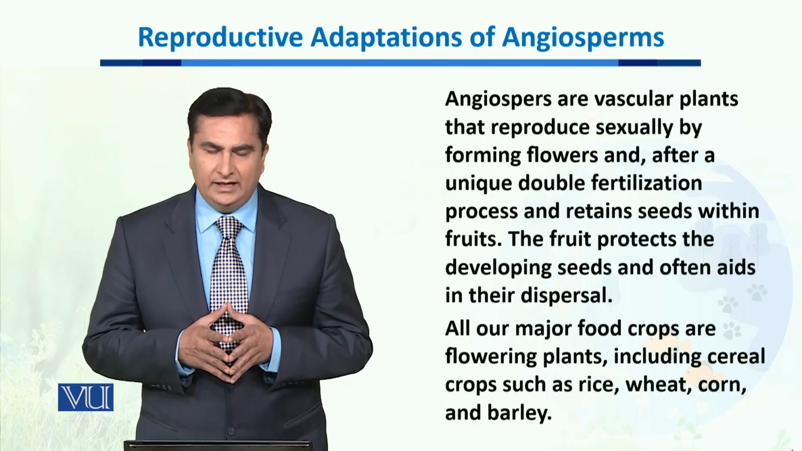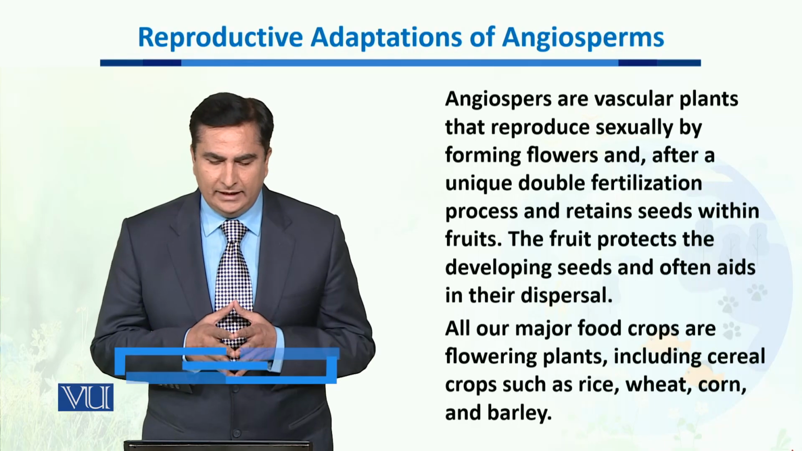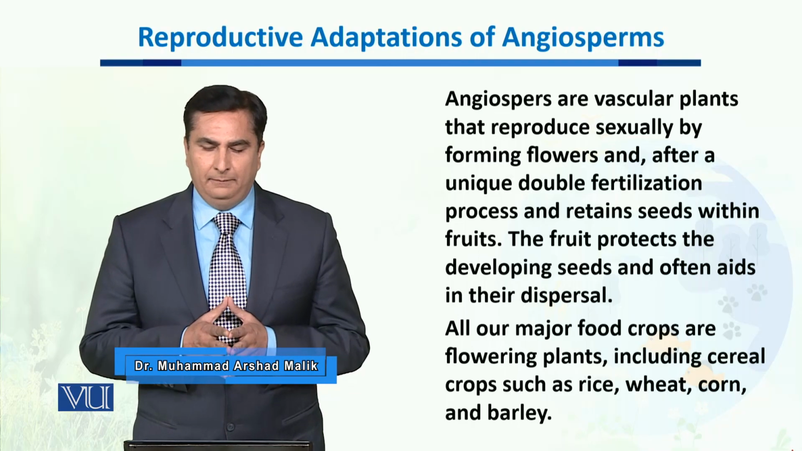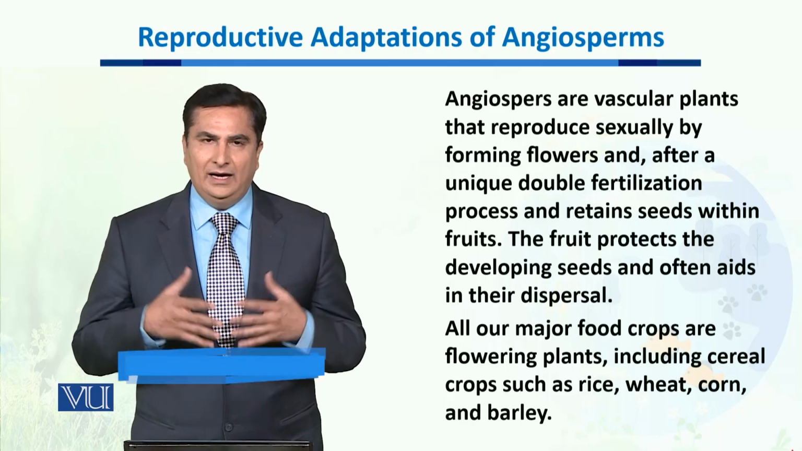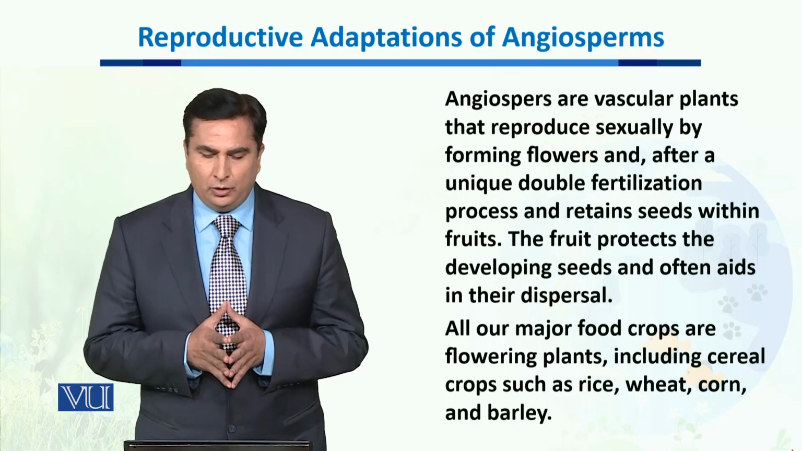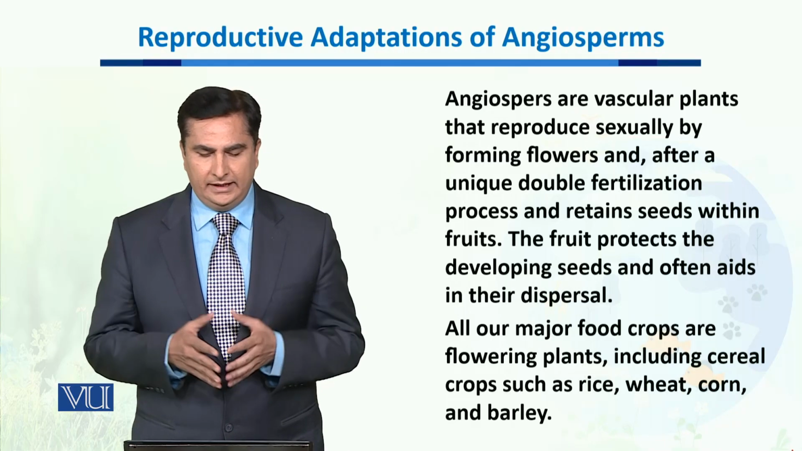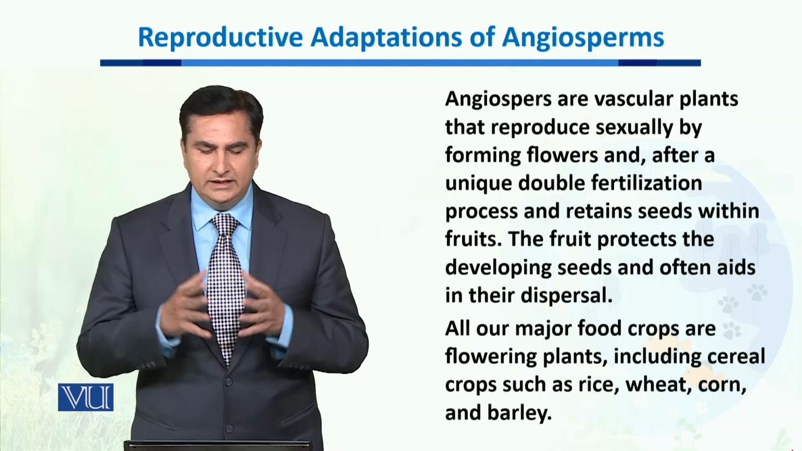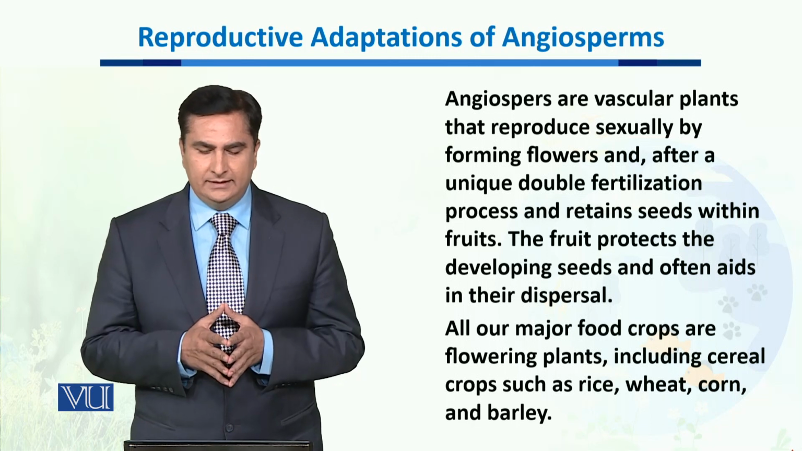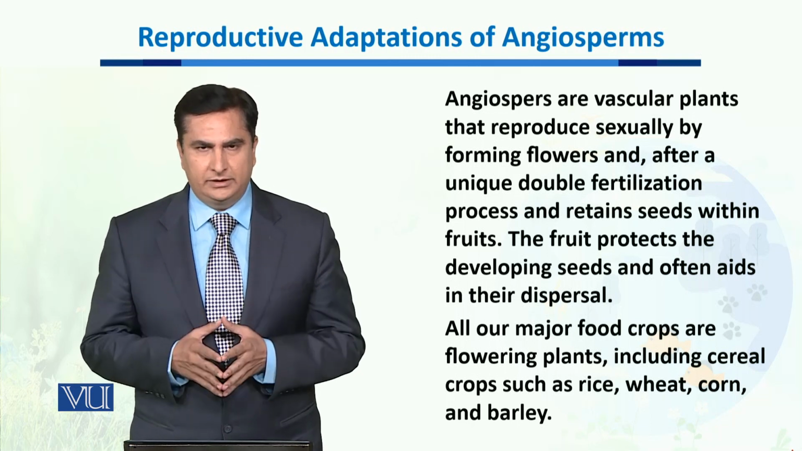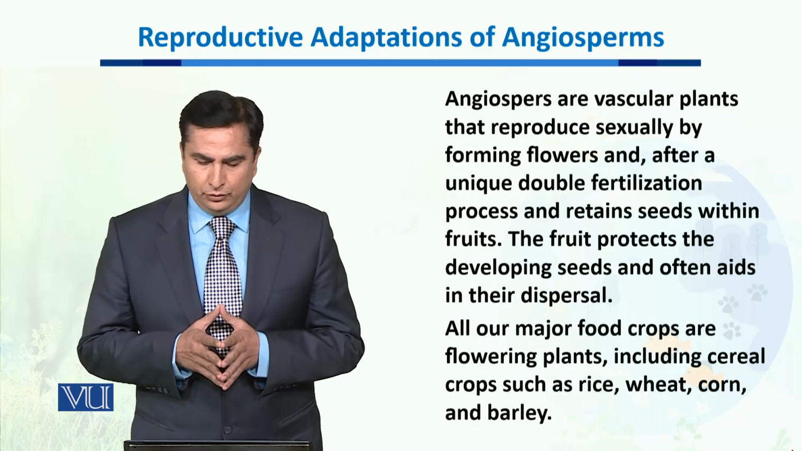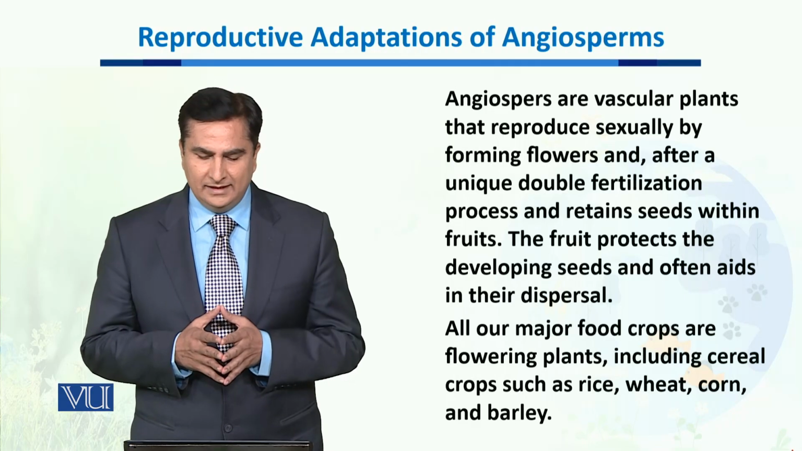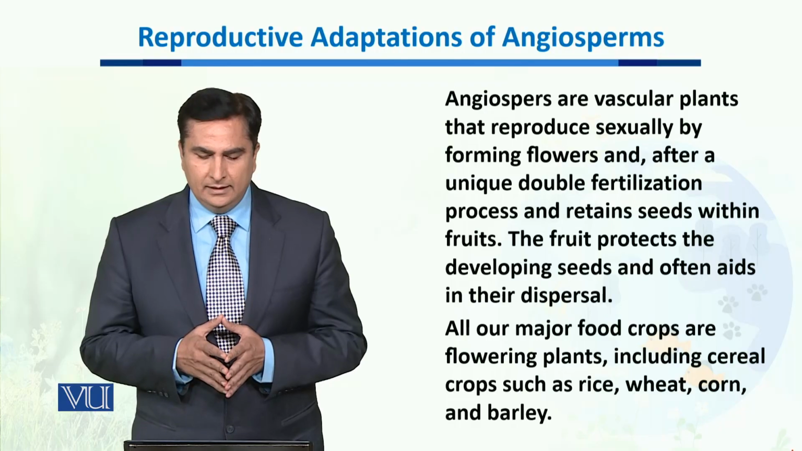Now, when we talk about the reproductive adaptations, we know that angiosperms are vascular plants that reproduce sexually by forming flowers, and after a unique double fertilization process, they retain seeds within the fruits, or their ovary, which ripens to become a fruit. These fruits protect the developing seeds and often aid in their dispersal. All our major foods and crops are flowering plants, including cereal crops such as rice, wheat, corn, barley, etc.